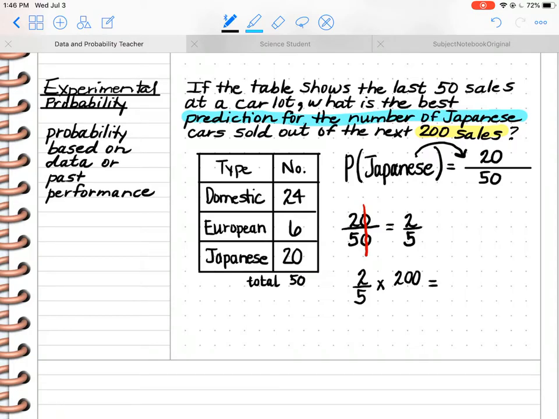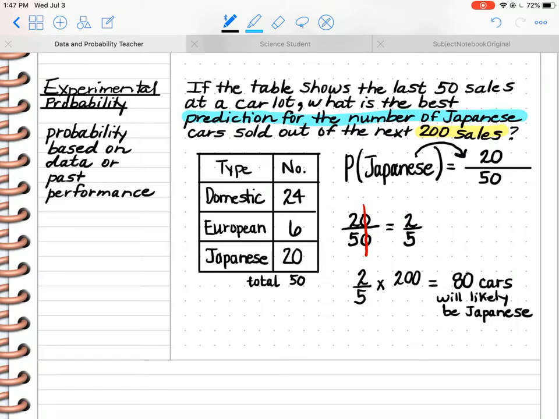So I'm going to say 2/5 times 200 equals 80. Will likely be Japanese. Made in Japan.